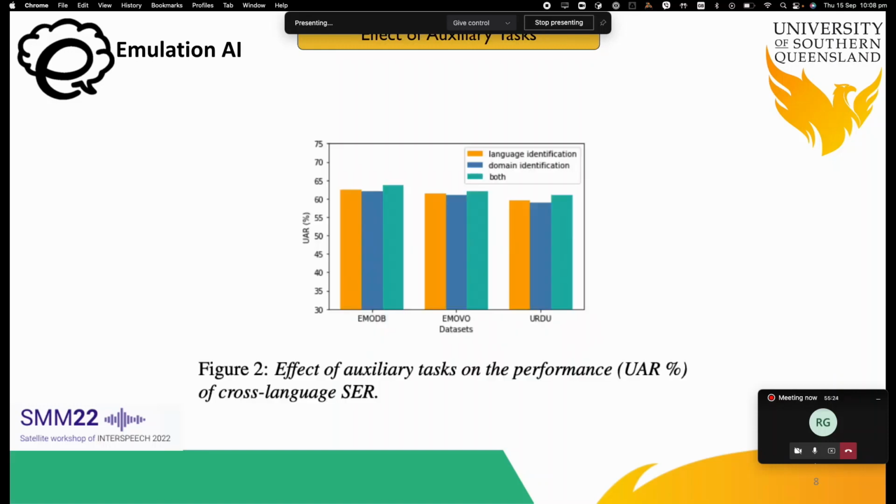The next is, what is the effect of the auxiliary task or the multitask learning here? So we evaluated just one language identification as an auxiliary task, or just the domain identification as an auxiliary task, and then we added both together. This figure shows that adding more related auxiliary tasks improves the generalization of the system, and it leads to increasing the performance of cross language speech emotion recognition.